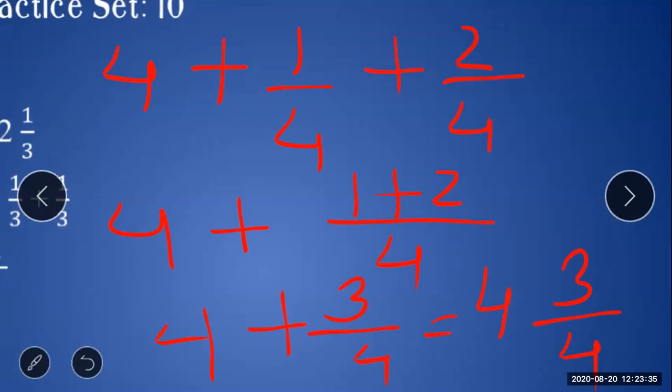If there is a common denominator, you directly add. If there is no common denominator, you have to make the denominator common. So this is our second sum we have completed.